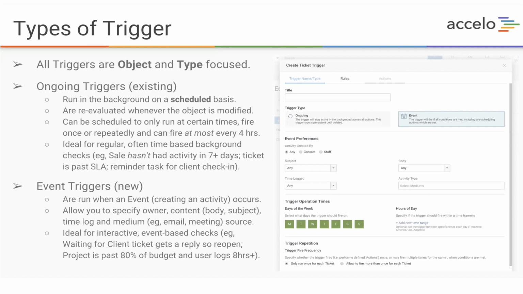And also medium. So you can say, I only want this to run for emails, or I only want this to run for meetings. It's really ideal for those interactive event-based checks, such as I mentioned, waiting for a client to reply to a ticket to reopen it. Or those kinds of alerts that you'd want to have when the project is past 80% of budget and the user logs more than 8 hours. So let's jump in and look at this as a demo together.